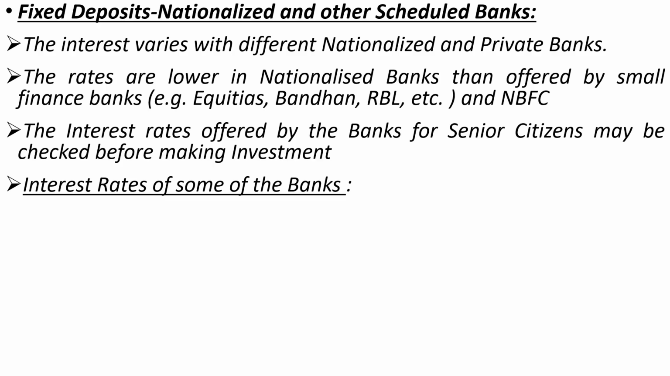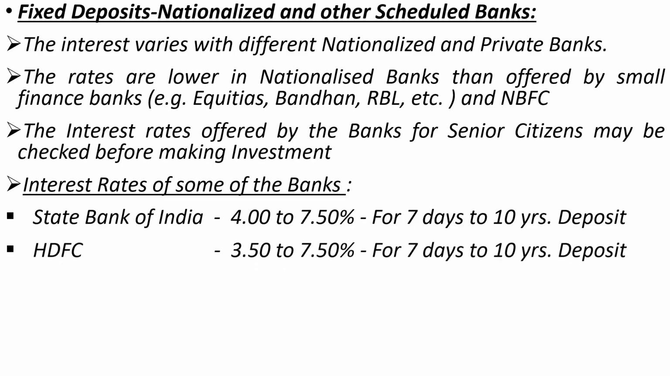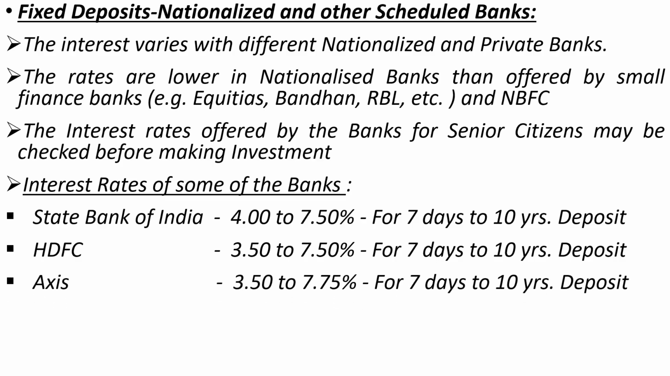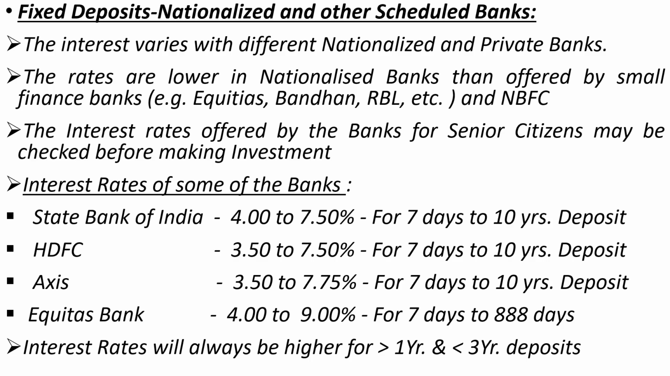Interest rates of some of the banks: State Bank of India 4 to 7.5% for a tenure of 7 days to 10 years of deposit. HDFC 3.5% to 7.5% for investment for 7 days to 10 years of deposit. Axis Bank 3.5% to 7.75% for 7 days to 10 years tenure. Equitas Bank 4% to 9% for 7 days to 888 days of tenure. Interest rate will always be higher for deposits of 1 year and less than 3 years.